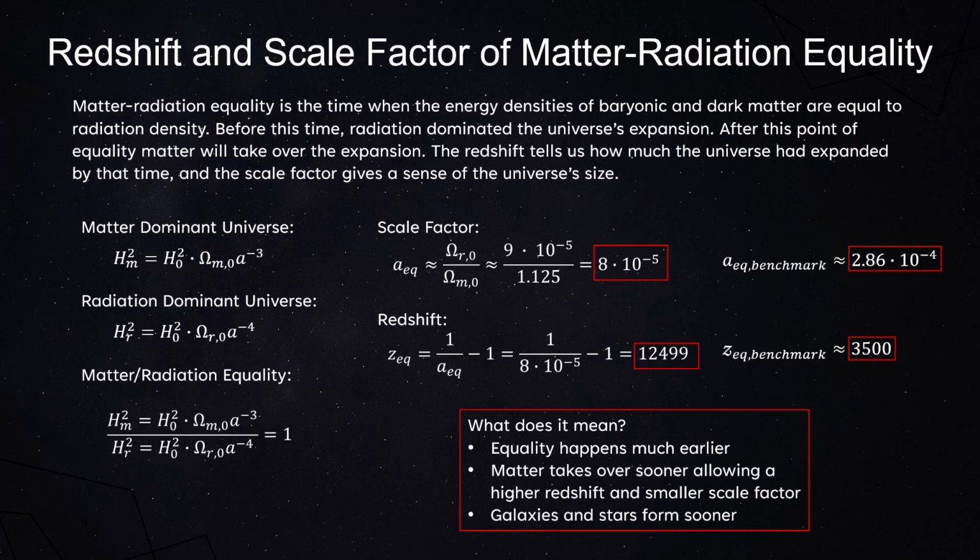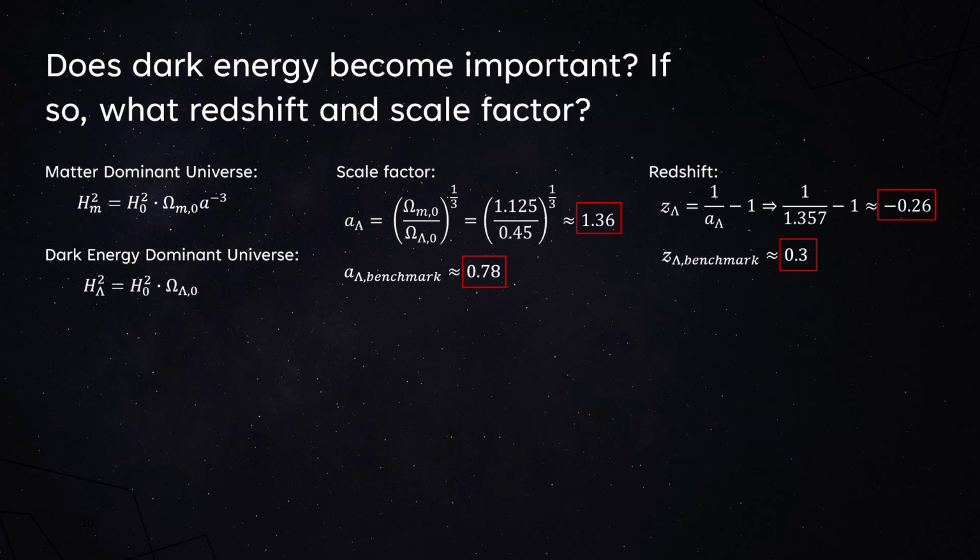Because matter-radiation equality happens earlier, density fluctuations can grow faster, letting primordial stars and galaxies form sooner in our hypothetical universe. These early events also set the size of the sound horizon, which determines the angular scale of fluctuations we see in the CMB power spectrum. Does dark energy become important in our hypothetical universe?